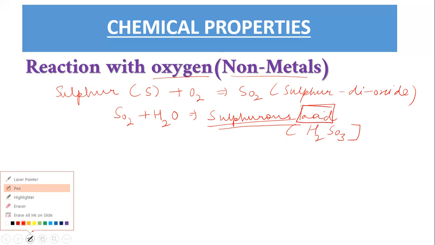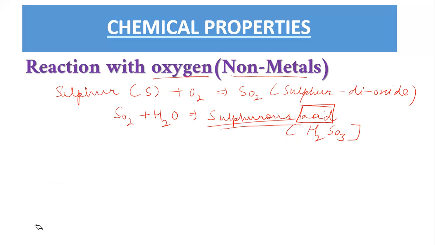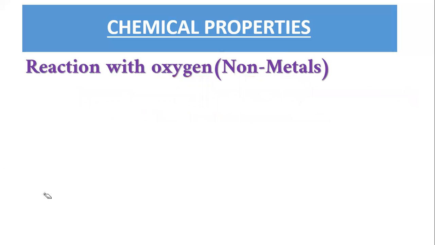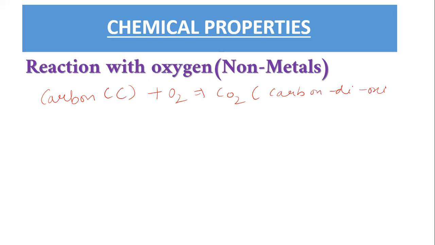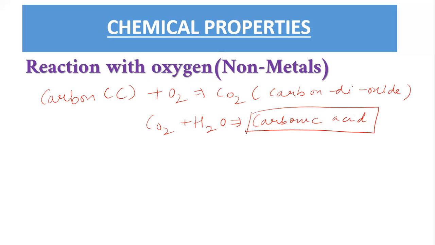Now let's take the example of another non-metal, carbon. Carbon, as you know, is a non-metal, as we discussed at the start of the chapter. Carbon plus oxygen gives CO2, which everyone can tell is carbon dioxide. Now when CO2 reacts with water, H2O, carbonic acid is formed. Again, if you test it with litmus paper, you will find that it is acidic in nature.